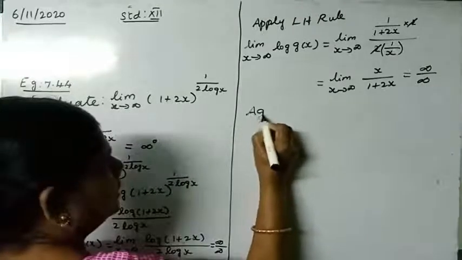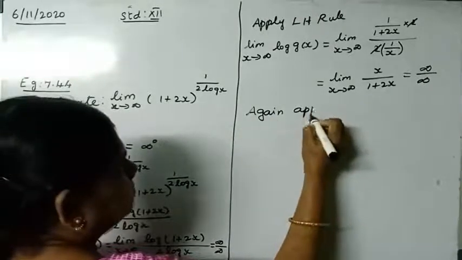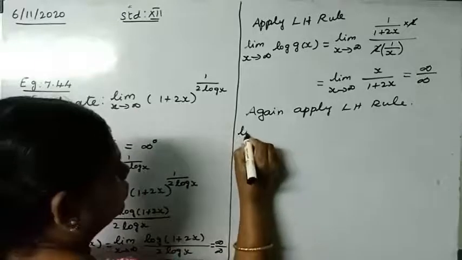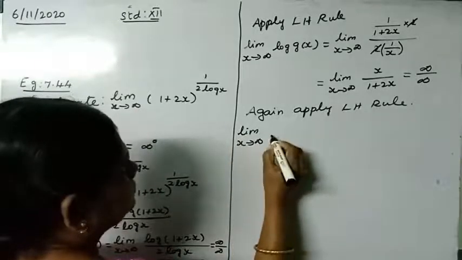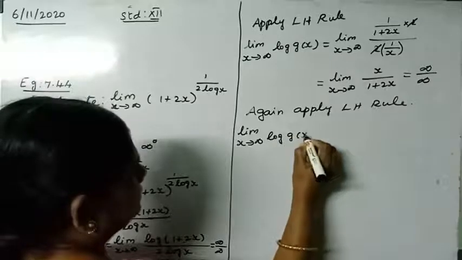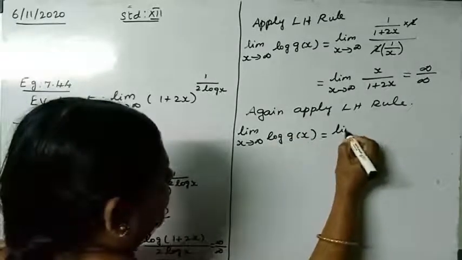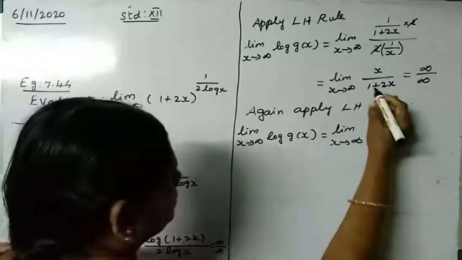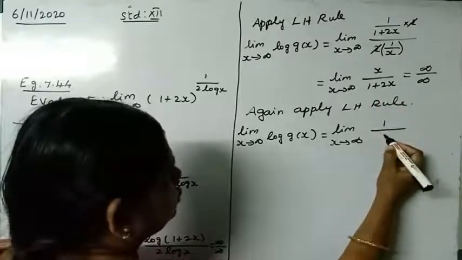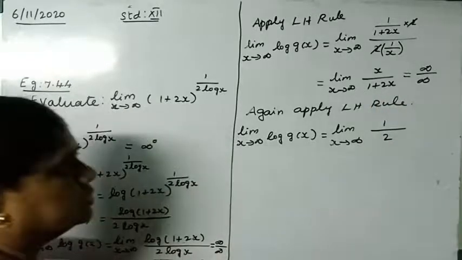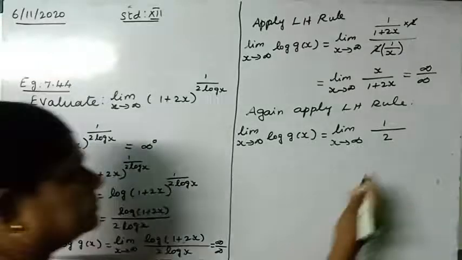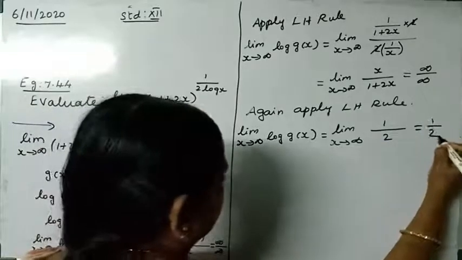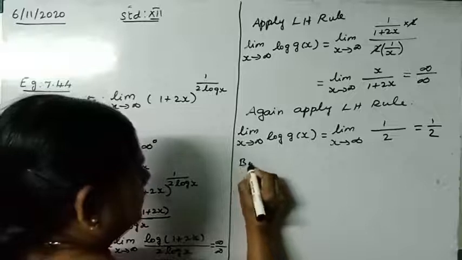So we want to apply the LH rule again. We have to apply the LH rule one more time. So the left hand side stays as log g of x is equal to limit x tends to infinity. Now differentiating this: x differentiated gives 1, 1 differentiated gives 0, and 2x differentiated gives 2. So 1 by 2. So very simple, there is no x, so no need to substitute infinity. So it becomes 1 by 2.